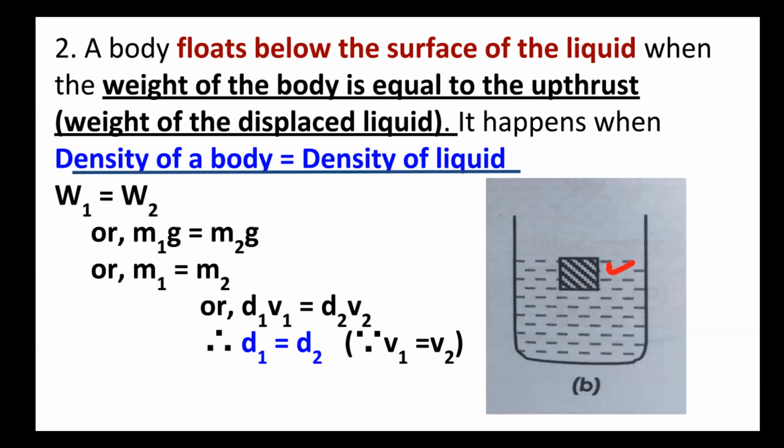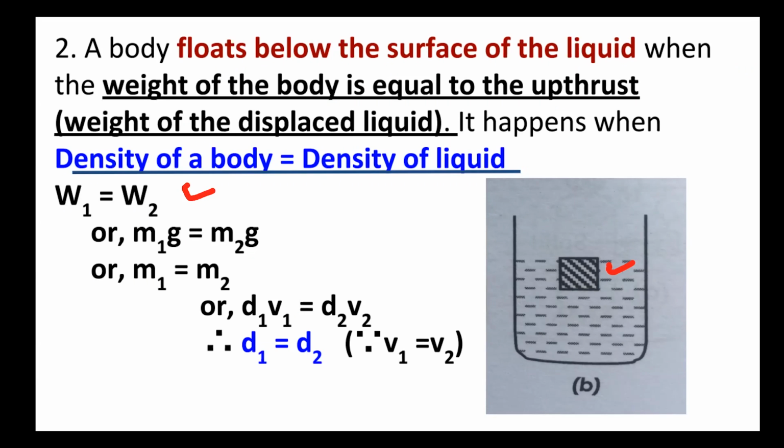A body floats in such a way when the density of the body is equal to the density of the liquid, according to the principle given by the law of flotation. We have weight of body is equal to weight of displaced liquid. That means weight of body is equal to upthrust. Assume W1 is weight of body and W2 is weight of displaced liquid. They are equal, and we have M1 is equal to M2, right?